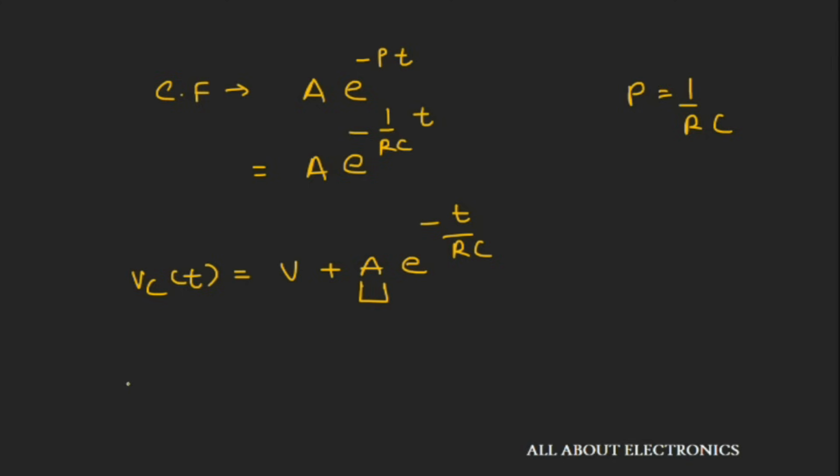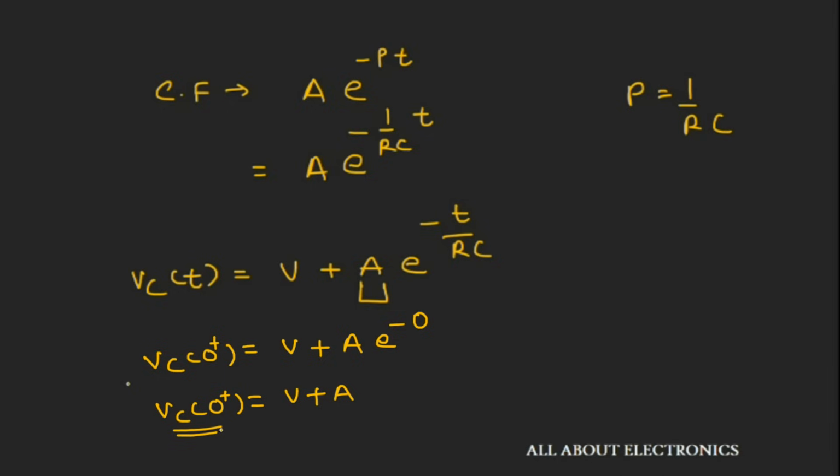So now let's find out this coefficient A, and to find this coefficient A, let's apply the initial conditions. At time t is equal to 0 plus, the capacitor voltage can be given as V plus A into e to the power minus 0. That is nothing but Vc(0+) is equal to V plus A. And at time t is equal to 0 plus, as there is no charge across the capacitor, the value of Vc will be 0. So we get V plus A is equal to 0, or in another way we can say that A is equal to minus V.